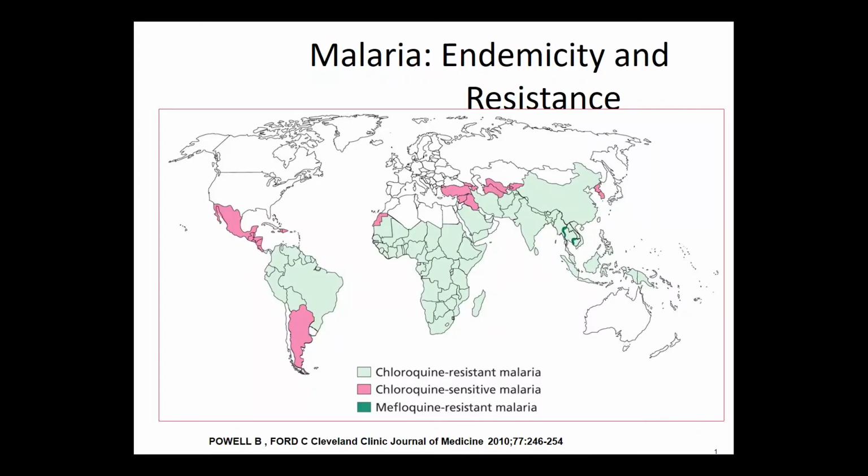Epidemiology and resistance. Previously the basic drug of choice was chloroquine, but now in lots of countries there is chloroquine-resistant malaria. So when you prescribe a drug, first check from what country the person came, or what the sensitivity is in your region at the moment. You see how many countries have chloroquine-resistant malaria, but still some countries have chloroquine-sensitive malaria. And some countries even have mefloquine-resistant malaria.